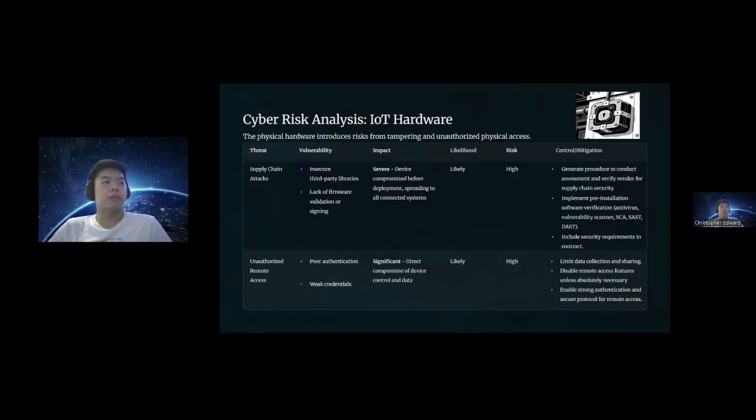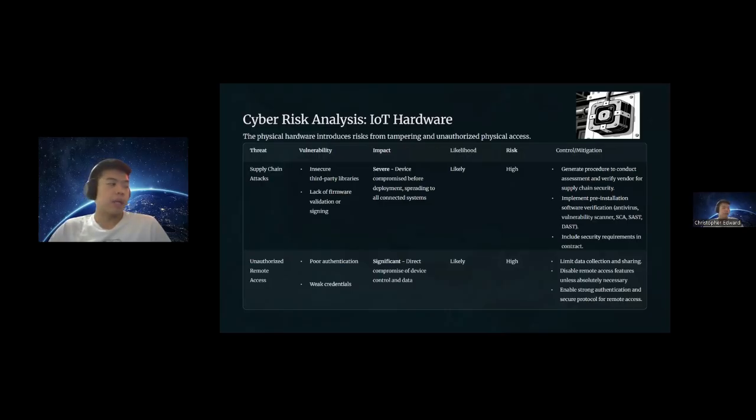Moving on to IoT hardware risk, which introduces physical and remote access risks. The first concern is again supply chain attacks, similar to the IoT software. But in this case, what's compromised is the firmware and the hardware components introduced before installation. This type of breach could spread to all systems connected to the device, same as with the software.